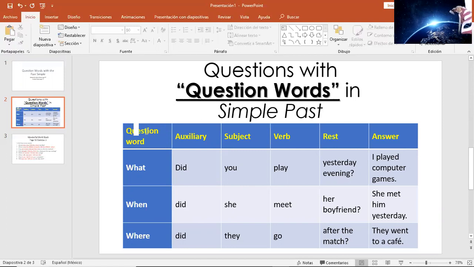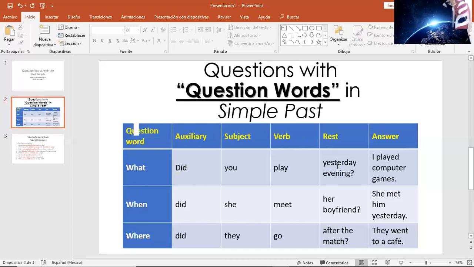Okay, this is the formula. Question word, auxiliary, subject, verb, rest, and answer. So the question word is what, when, where, why, how, who, etc. The auxiliary in this case is did. Did is for simple past, okay? The subject, you, she, they, we, I, etc. And the verb is in present, remember. It's very important for you to remember the verb in present in simple past, okay? Why? Because in simple past, we're using did. Did indicates the simple past of the verb, so the verb is in present, okay?